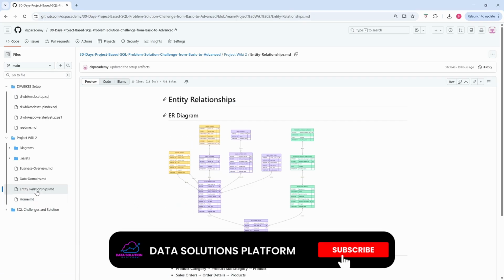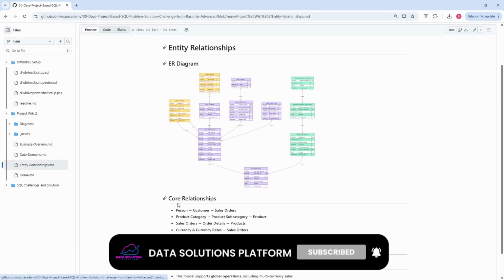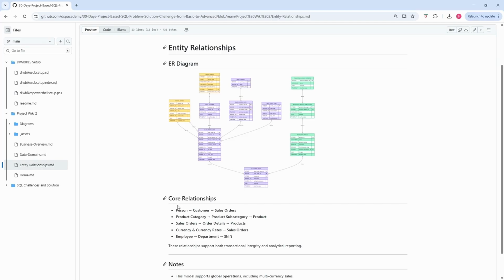The last one that I would like to go over in terms of understanding the business is the entity relationships. In some of your organizations, you might not have access to this entity relationship, and you may have to ask. Whatever the case is, for our fictitious company, we do have a data model. I'm just going to mention the key core relationships here. The first one is person, customer, sales order. You can see the person table is one to many to sales customer, and one to many to orders. Very key information to know, because this is going to help us as we solve those challenges.